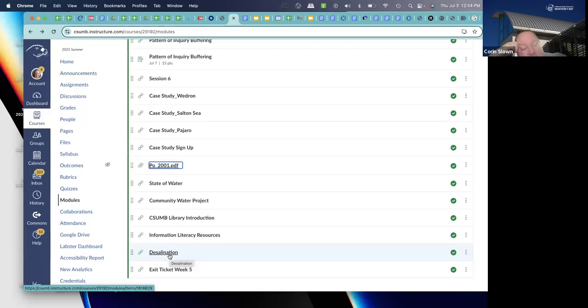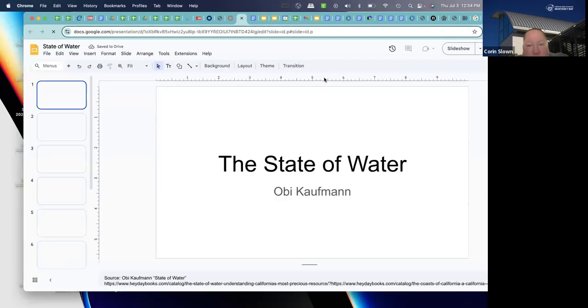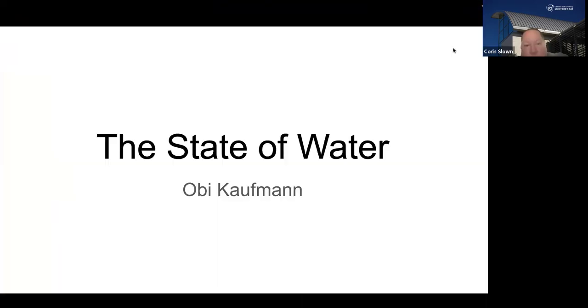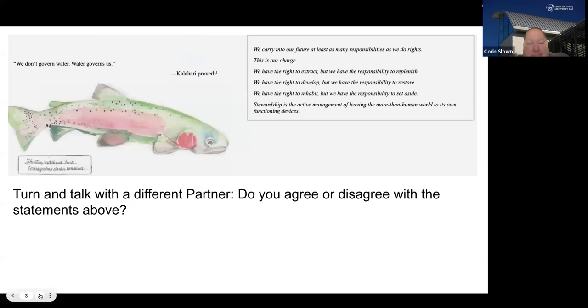And then the last piece that I think is really important to just consider is as we think about the state of water, one of the things that is just, it's tricky, right? So O.B. Kaufman does this really beautiful work in this book, The State of Water. If you don't have access to it, I've done a little bit of an introduction. This is the prep for what we're going to talk about next week. So you're going to be talking with a partner about the state of water in California.